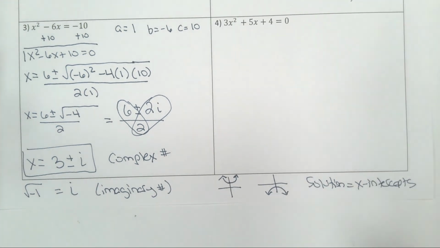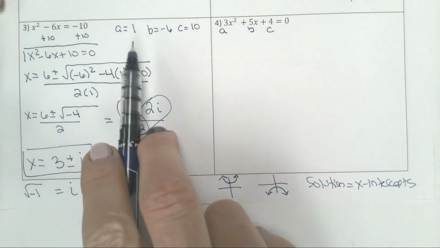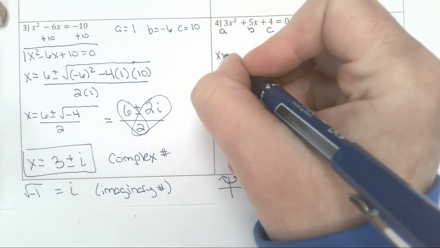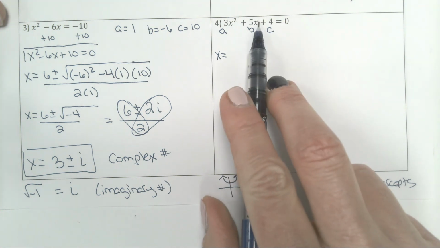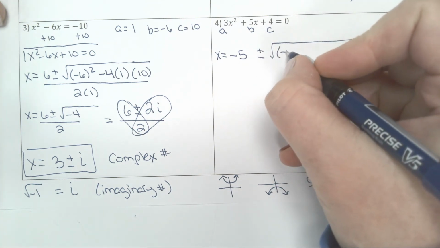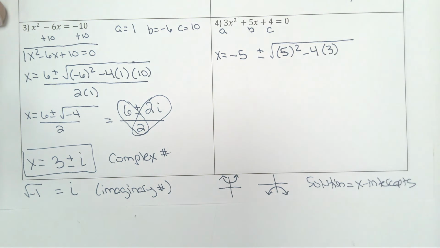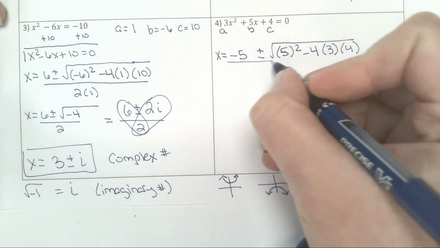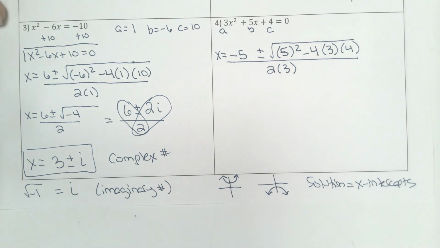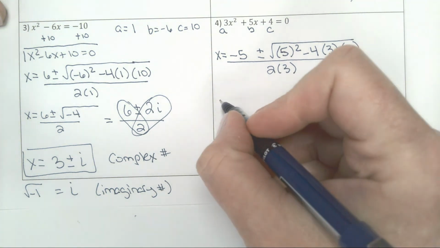Let's try number 4. Oh, at least it's in standard form. So there's my a, there's my b, and there's my c. I highly encourage you to label them. Either write them out like this, or at least write them below the numbers. x equals negative b, so the opposite of 5 is -5, plus or minus the square root of b squared, so I have 5 squared, minus 4a, plug 3 in, c, plug 4 in, all over 2a, which is going to be 2 times 3. So all I did here was label a, b, and c, and do direct substitution into my quadratic formula.